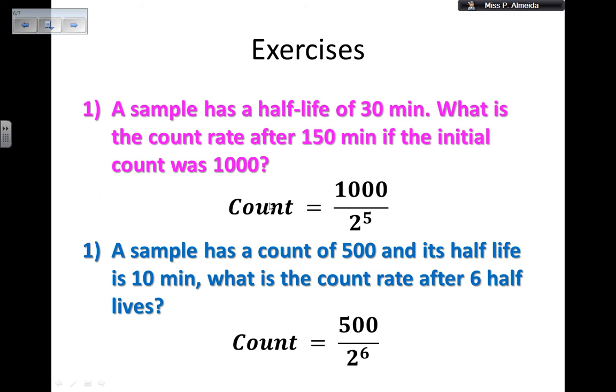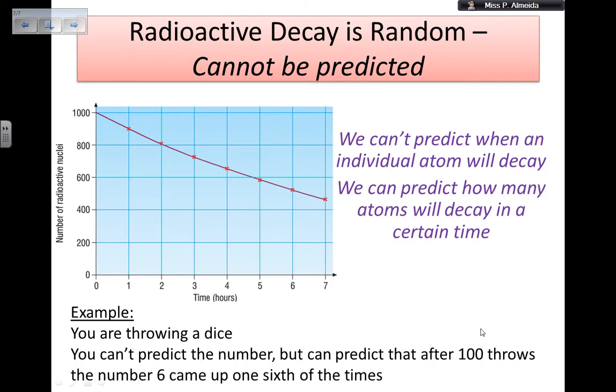So far I've seen what is the count, what is the time that it has been, and what is the mass. So just as the count rate will decrease, the mass will decrease. You can use the same formula.